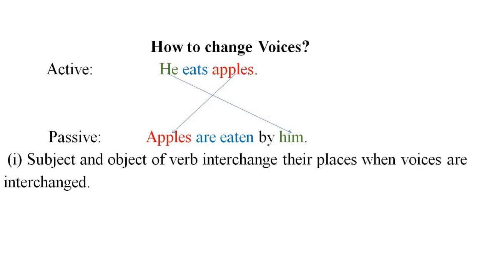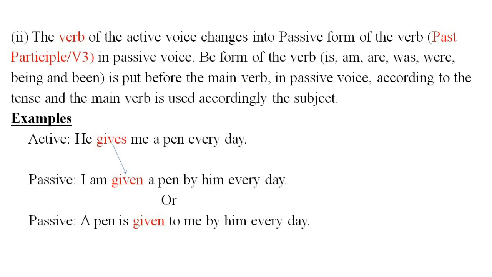The subject of the verb in the active voice becomes the object of the verb in passive voice. The object of the verb in the active voice becomes the subject of the verb in the passive voice. Second, the verb of the active voice changes into passive form of the verb, that you say past participle or third form of the verb. In passive voice, the forms of the verb is, am, are, was, were, been and being are put before the main verb, according to the tense, and the main verb is used according to the subject.